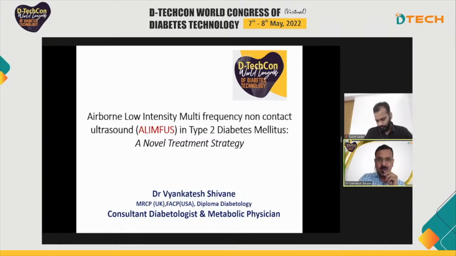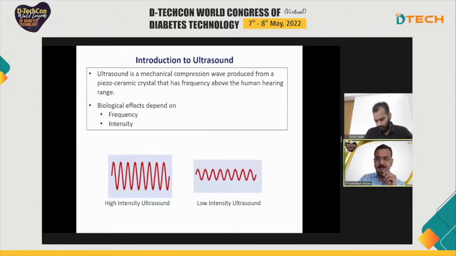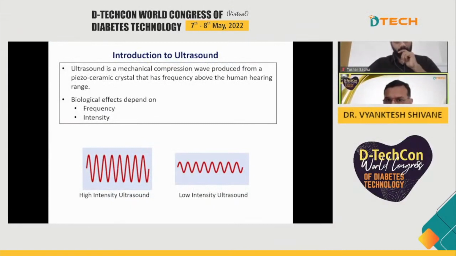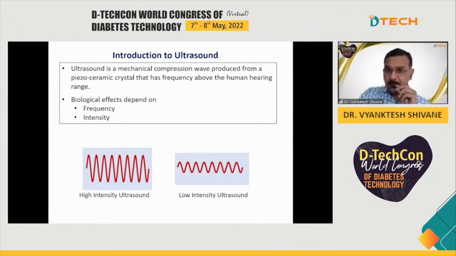This is airborne, low frequency, multi-frequency, non-contact ultrasound in type 2 diabetes management, a novel treatment strategy. So what is required, ladies and gentlemen, is to just go quickly over the physics. Ultrasound is a mechanical compression wave produced from a piezoceramic crystal that has a frequency above the human hearing range, and its effects depend on the frequency as well as intensity. So there is high intensity, and there is low intensity.